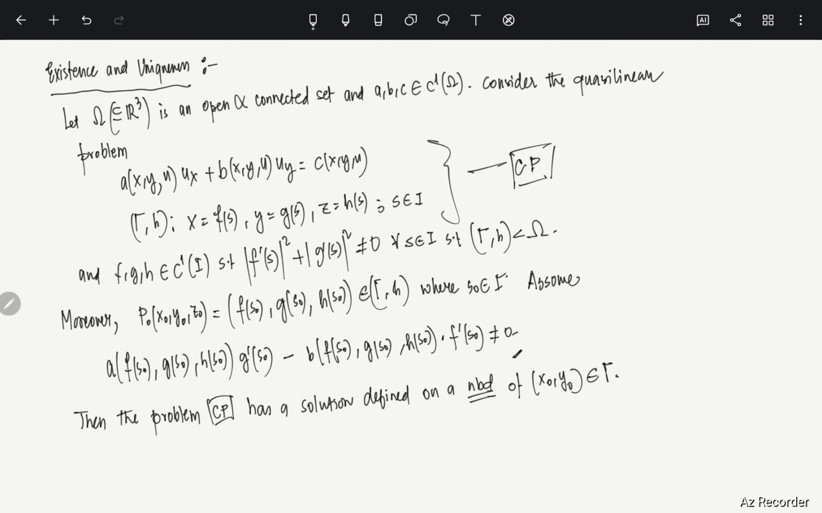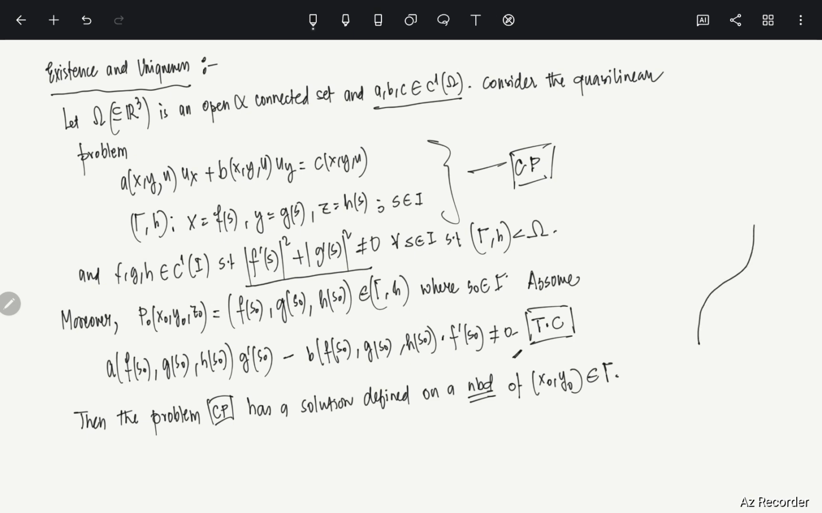You are looking at a quasi-linear Cauchy problem with smooth coefficients, and if your initial data is regular, the transversability condition holds, then there is a guarantee that there is a solution. But it is not a solution everywhere, only in a small neighborhood of x naught, y naught.